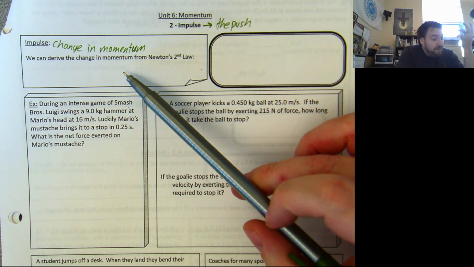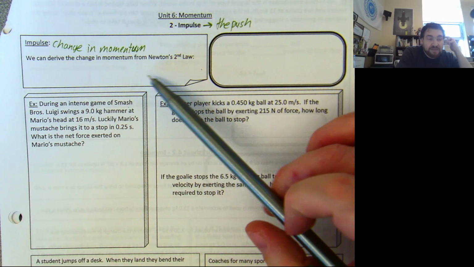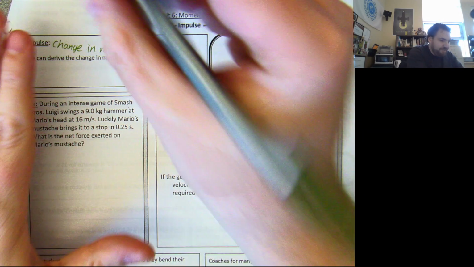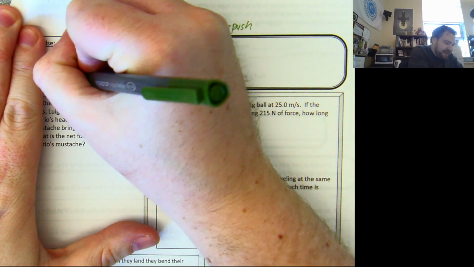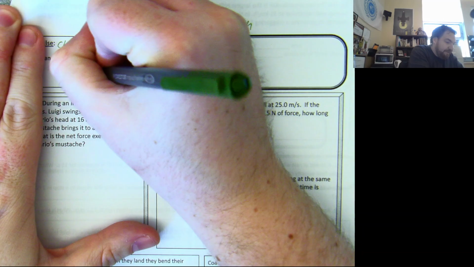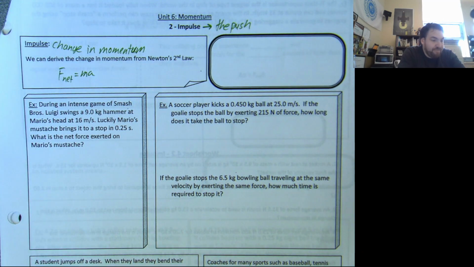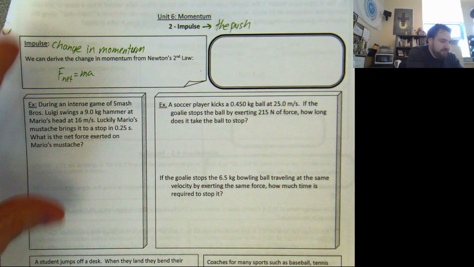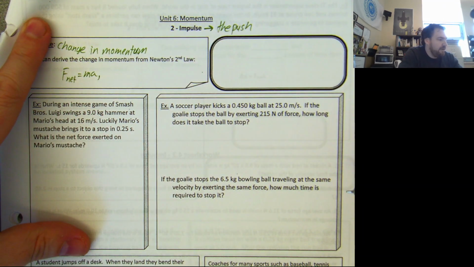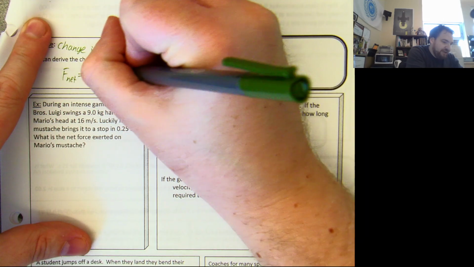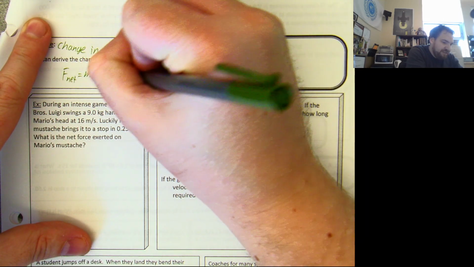We can derive this concept of the change in momentum from Newton's second law. If you think back to Newton's second law, F net equals ma. That's Newton's second law. And back in kinematics, I gave you a definition for acceleration. We said that acceleration is equal to a change in velocity divided by time.